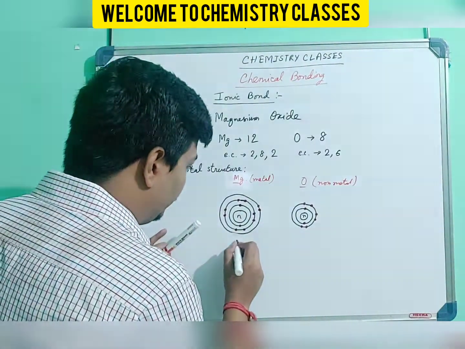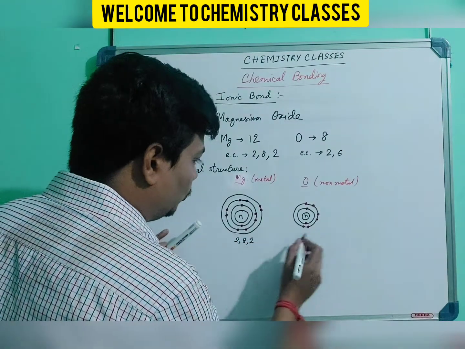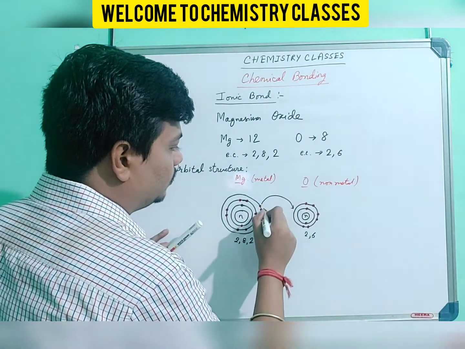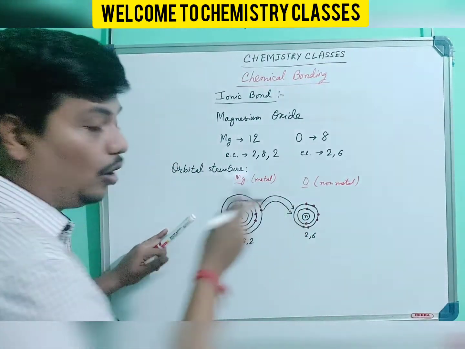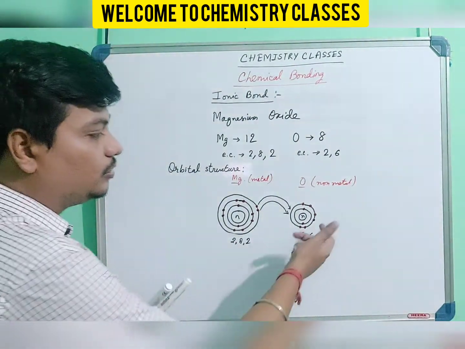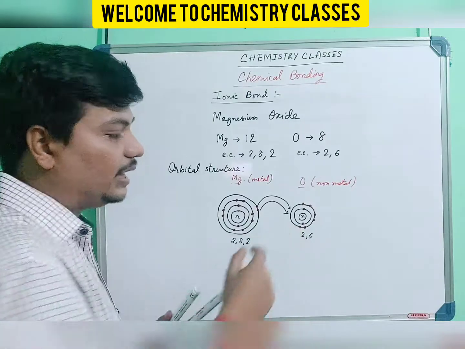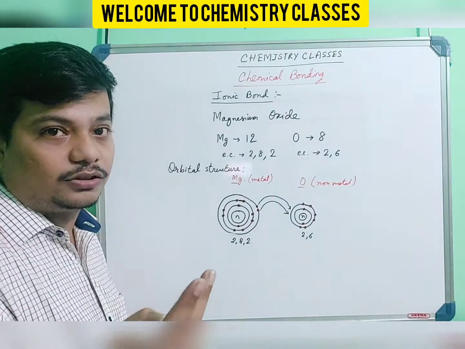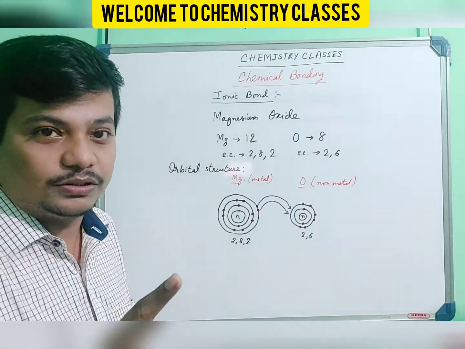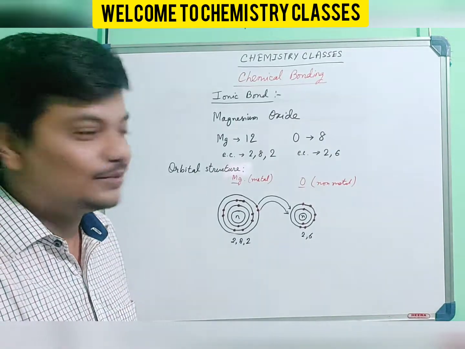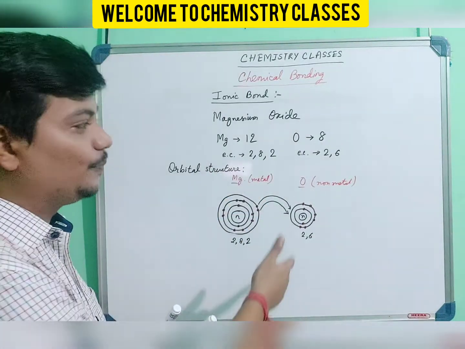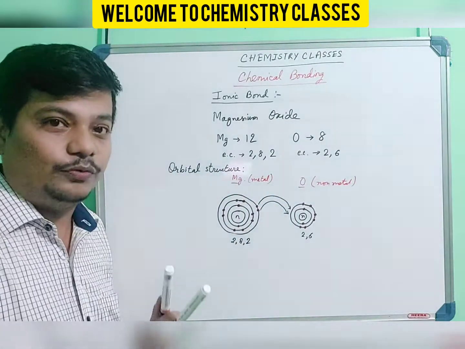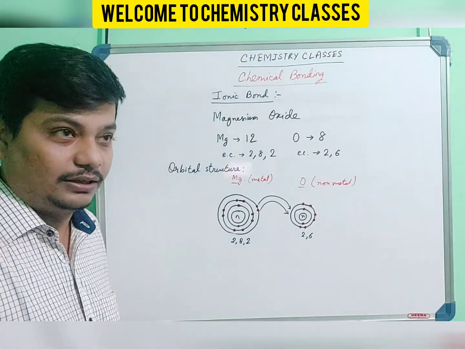Here the configuration was 2, 8, 2, and here it was 2, 6. So magnesium gives these 2 electrons to oxygen. Oxygen also has the same thing: from the electronic configuration, it can either take 2 electrons or give away 6 electrons. Which one is easier? Taking up 2 electrons. So oxygen is taking up 2 electrons. This is the reason, and while doing so, both are achieving the noble gas configuration.